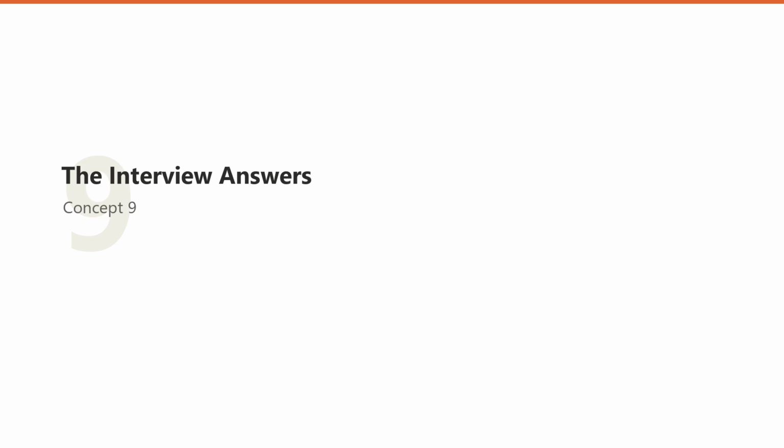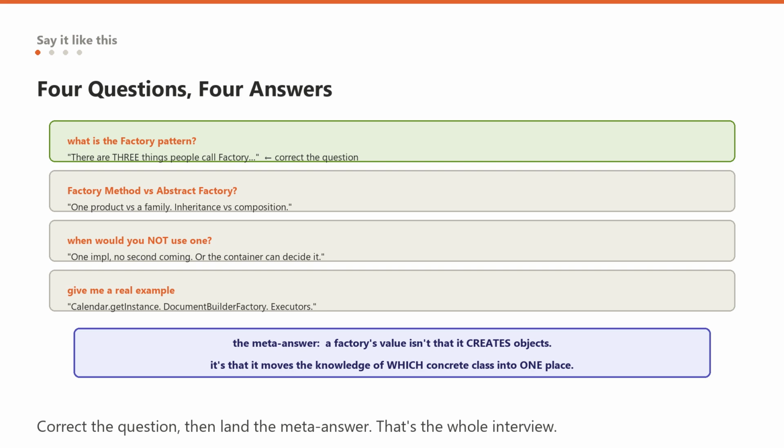Concept 9. The 4 questions and the sentences that answer them. 1. What is the factory pattern? Do not answer that directly. Correct it. Say, there are 3 things people call factory, and they are different. Simple factory is a switch in one class and is not a Gang of 4 pattern. Factory method uses inheritance to let a subclass choose the class to instantiate. Abstract factory creates a whole family of related objects that must be consistent with each other. That opening will get their attention immediately.